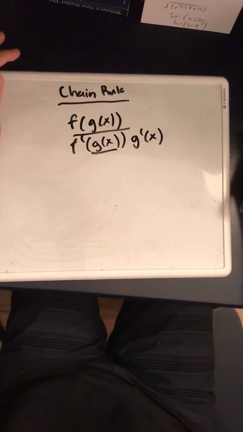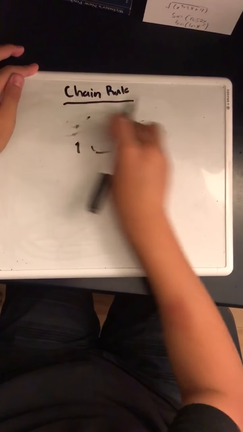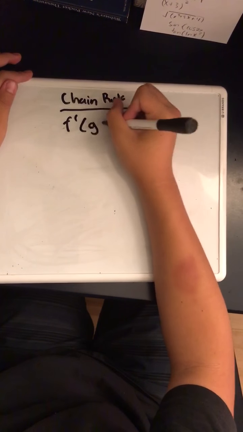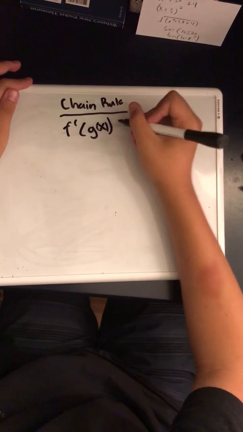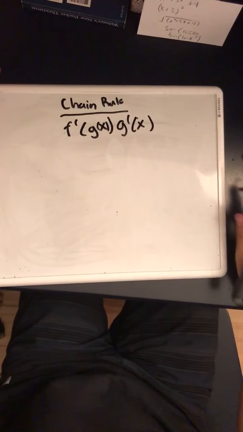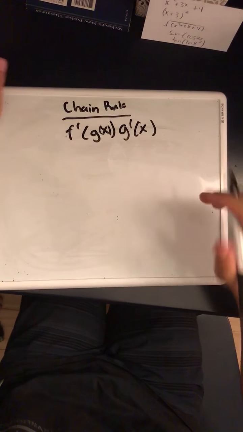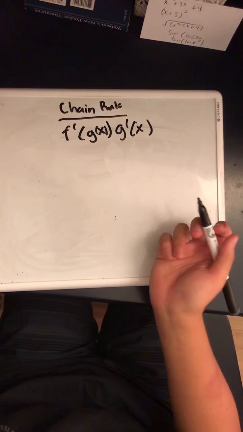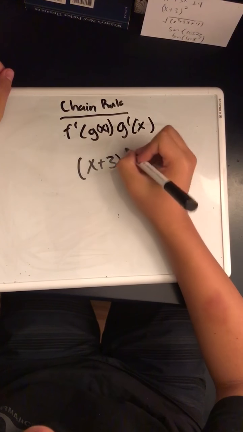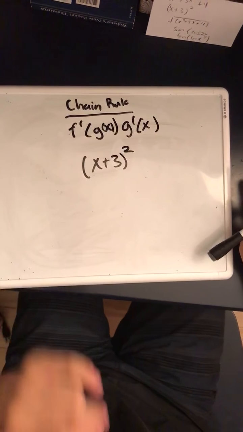So let's try out a practice problem. I will leave up the derivative right here of the chain rule. Okay, we'll use that as a guide. So let's use one example. Let's do x plus 3 squared. Let's find the derivative of this.